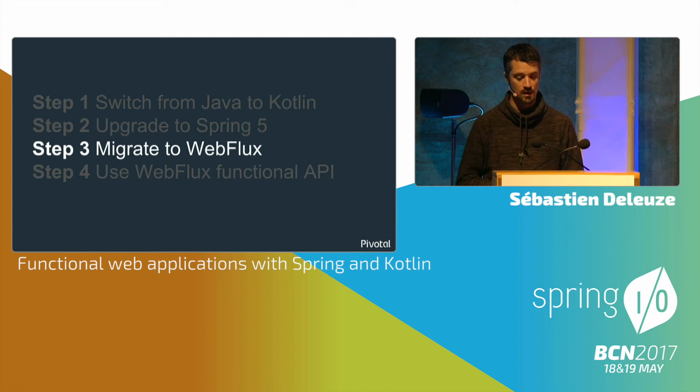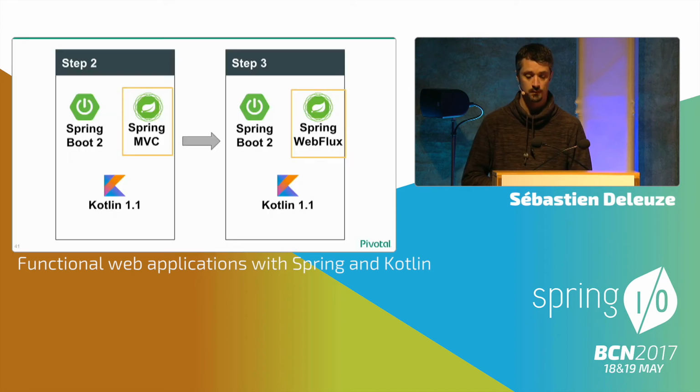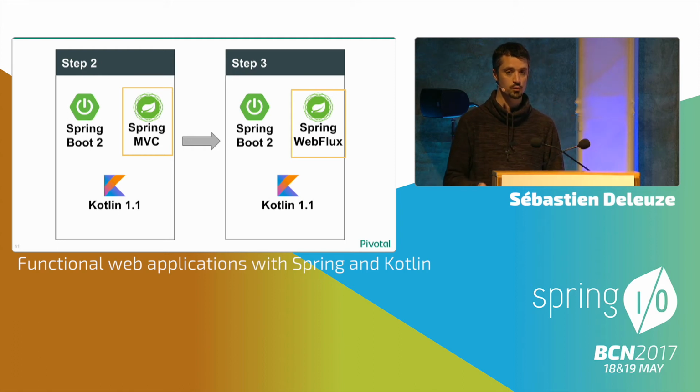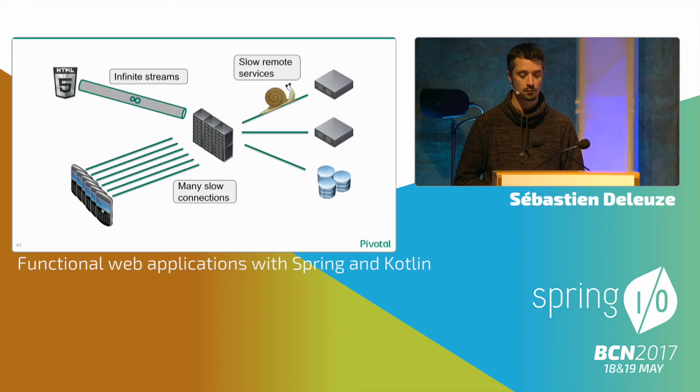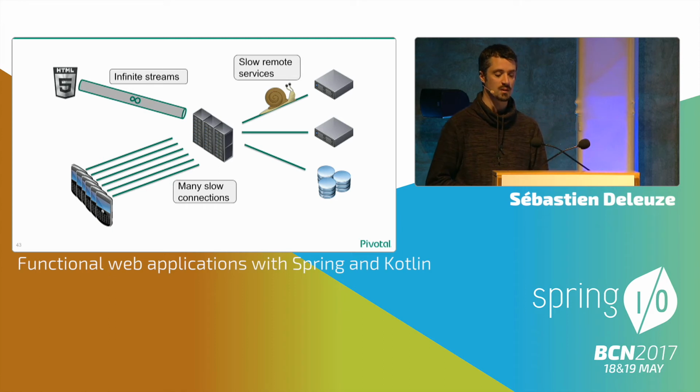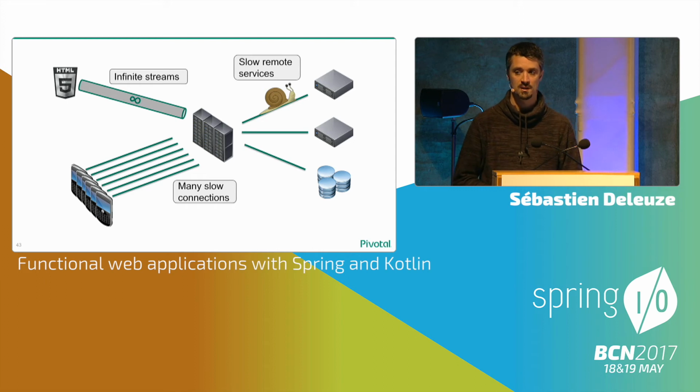Now, let's see how we can migrate to WebFlux. So in this third step, I will change Spring MVC to Spring WebFlux to turn this application into a reactive web application. So you have seen quite a lot of talks maybe about reactive, so I will be very quick. What problems are we trying to solve by going reactive? I think the first one is scalability. If you have many slow connections, each connection means one thread, and many threads that do nothing consume some memory, consume some CPU. So a reactive web framework like WebFlux can solve that.